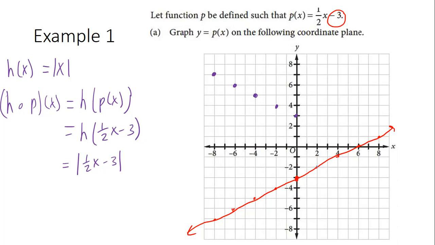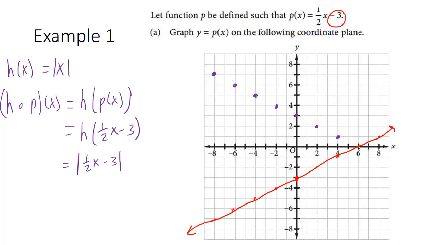At +2, I'm at -2. It's going to become +2. At 4, I'm at -1. It's going to become +1, right? Do we see how the output values are becoming positive?